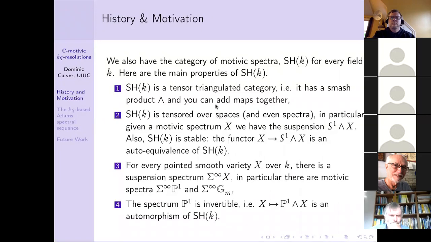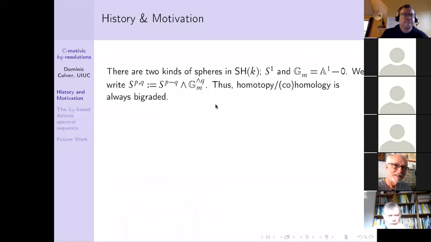And the other key feature about this category is that smashing with P1, so at this point I'm sort of identifying these two things with each other. So if you take this one-dimensional projective space and take the functor which is just smashing with it, that also turns out to be an automorphism of the stable motivic homotopy category. So you can invert, at least stably, you can invert P1. And that's what this means.